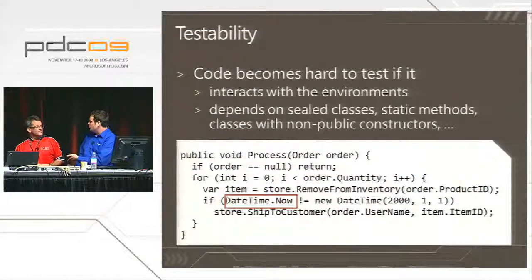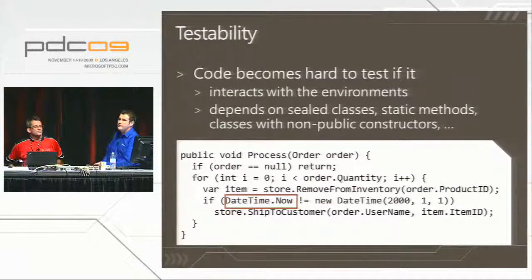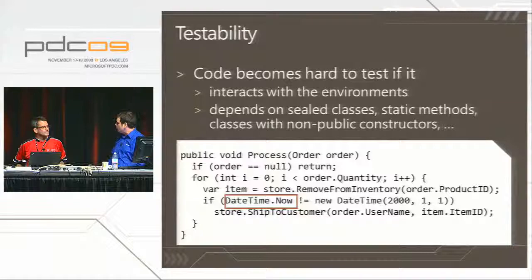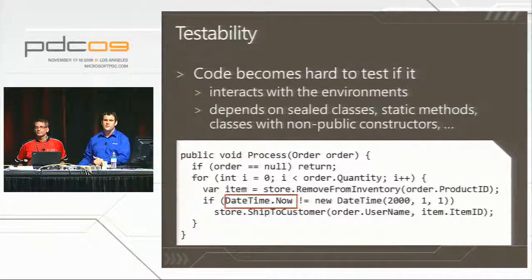Okay, so what you just showed me was really just one instance of the problem of dealing with the environment and dependencies. It doesn't have to be a static method or property like you showed me, but whenever there's a sealed class in some library that you're using, or a constructor that isn't public, then you're dealing with code that isn't testable.